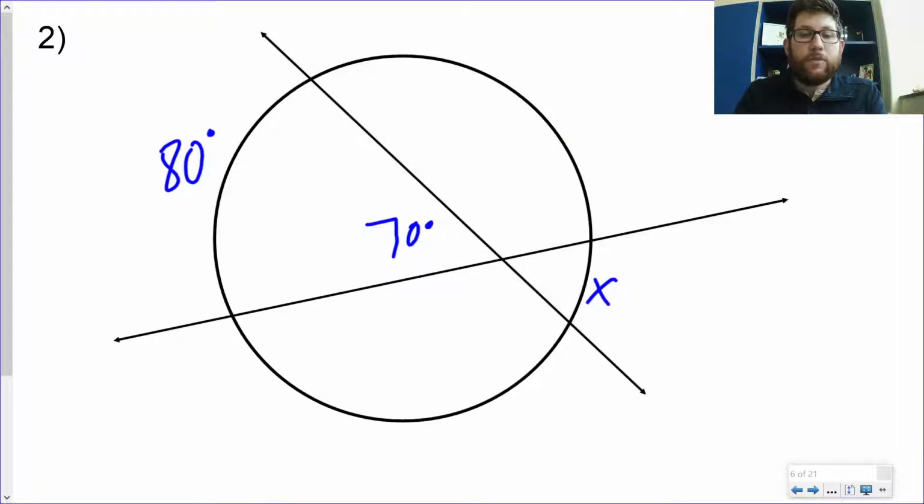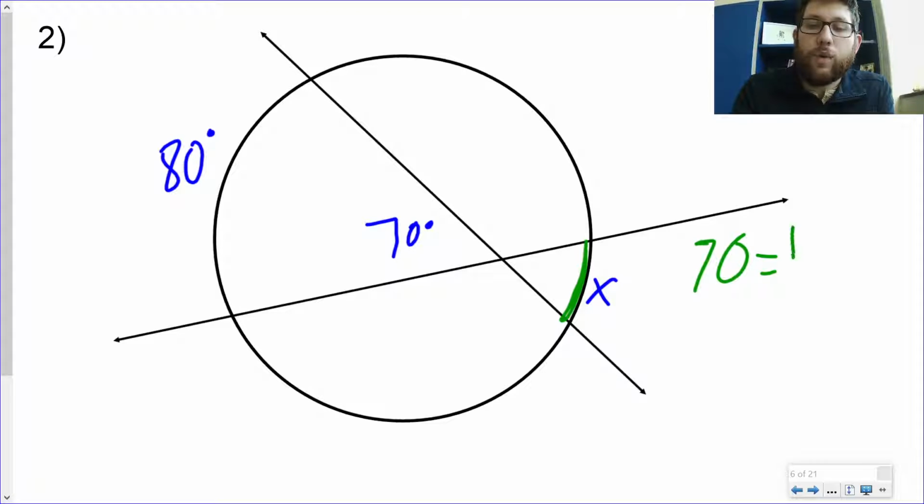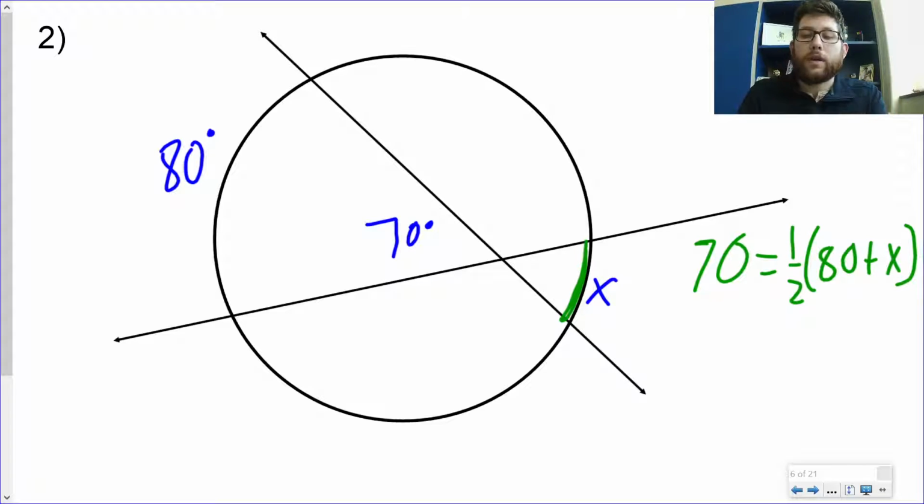Now in this next problem, notice the x value is not the angle, so I shouldn't stick x out on the side. Notice how x is actually an arc right here. So here's how I'm going to have to set this thing up. I'm going to have to set it up 70 is equal to 1/2 times (80 plus x). Notice that in this case, my x is inside my parentheses. Well, why is it inside my parentheses? Well, it's on my arc. If it's on the arcs, it's going inside the parentheses.